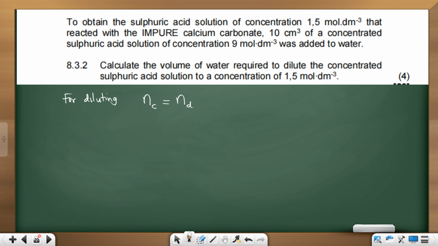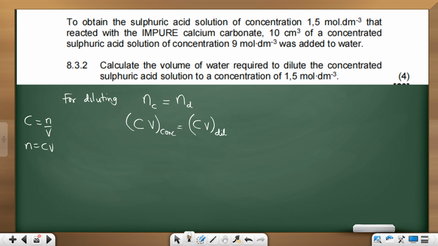Now what is n? Remember that c equals n over what? V. So what is n? cV. So concentration and volume of the concentrated is the same as concentration and volume of the what? Dilute. Are you with me?